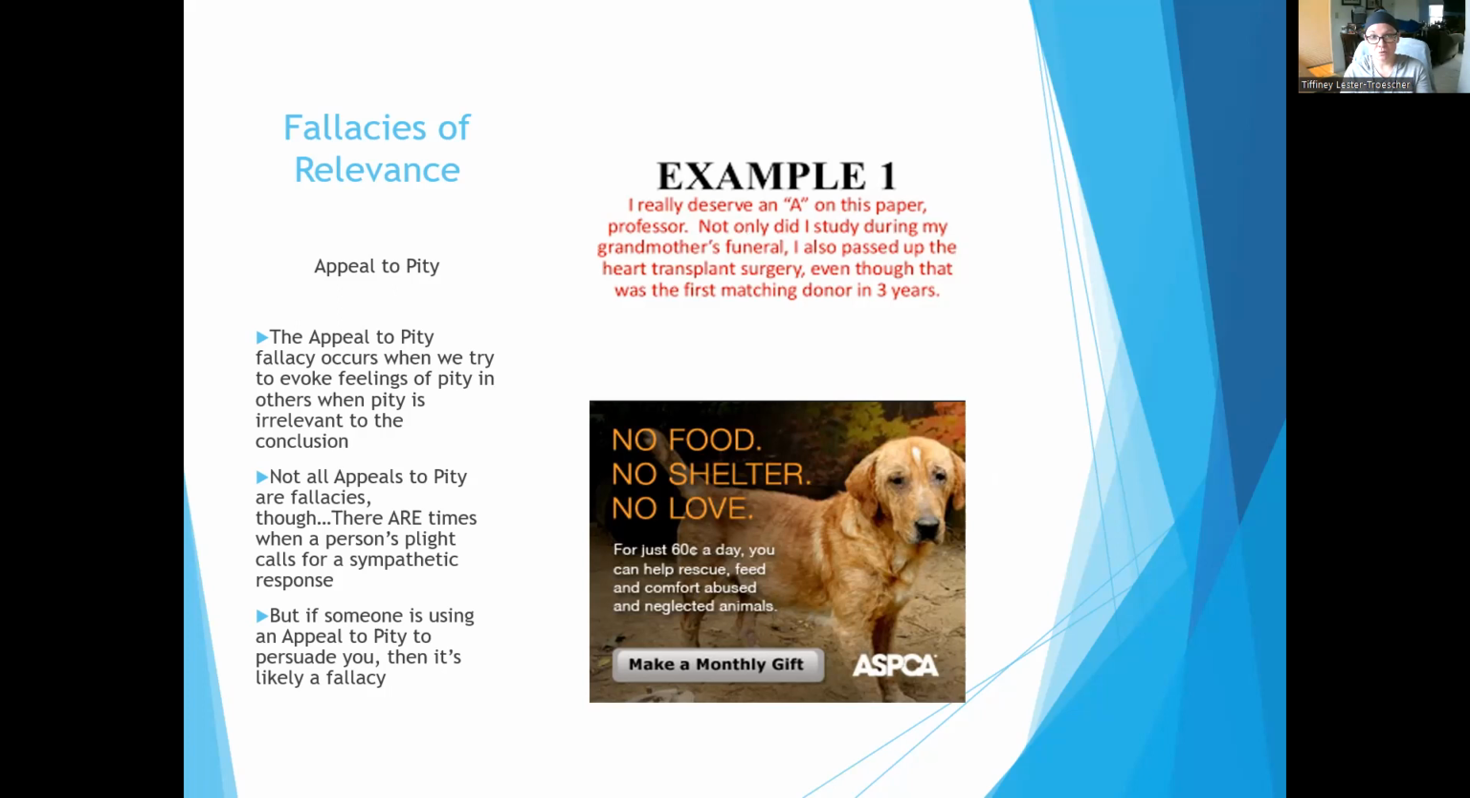I can look at someone's situation and think, well, we'll take this first example here. The student says, I really deserve an A on this paper, professor. Not only did I study during my grandmother's funeral, I also passed up the heart transplant surgery, even though that was the first matching donor in 3 years. They're using that appeal. They are trying to appeal to my empathy, they're using an appeal to pity to get what they want. That is a fallacy.